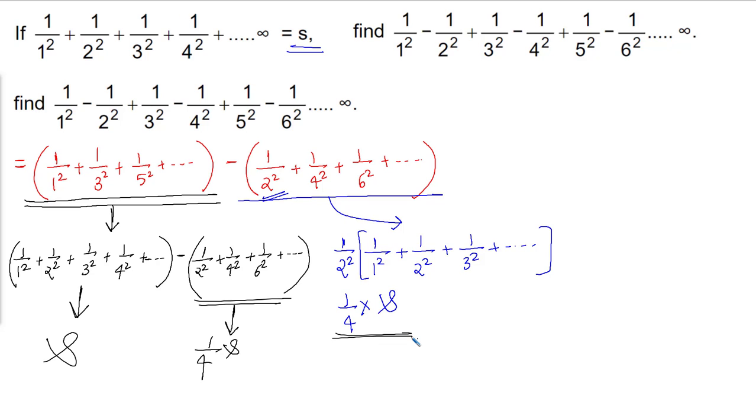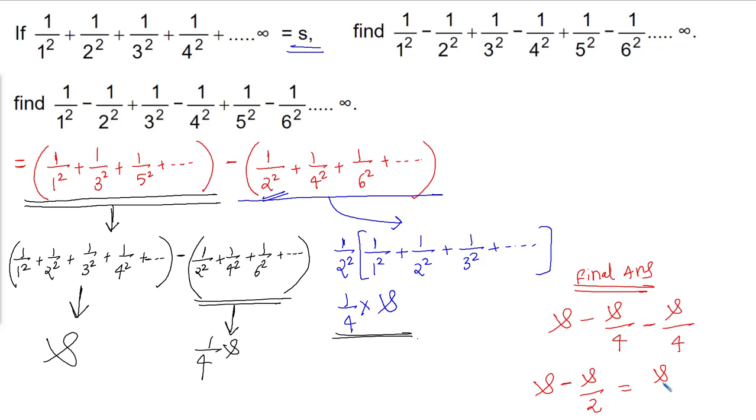So our final answer is going to be what? Let's have a look at it. Our final answer is s minus s by 4 minus s by 4. That is going to be how much? s minus s by 2. That is going to be how much? s divided by 2 is our final answer. So the value of the expression given in the find is s divided by 2.